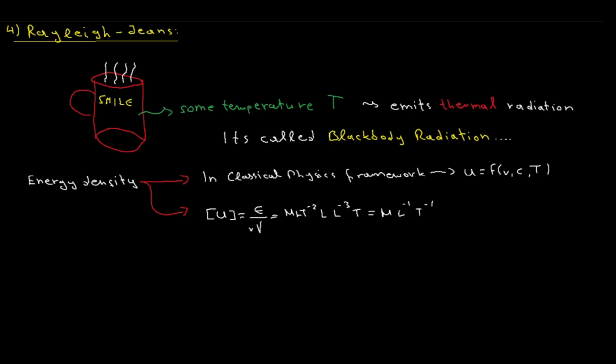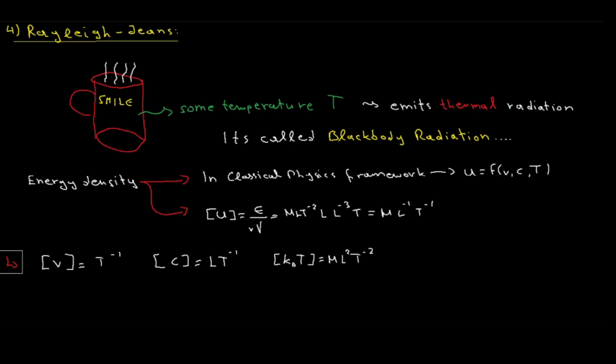So, now we know the dimensions of the left-hand side of our equation, and we also know that it is a function of frequency, the speed of light, and the temperature. Frequency has dimensions of time to the power of minus 1. The speed of light has dimensions of length times time to the power of minus 1. The temperature, which, as we have already seen previously, goes hand in hand with the Boltzmann constant, has the dimensions of mass times length squared times time to the power of minus 2.